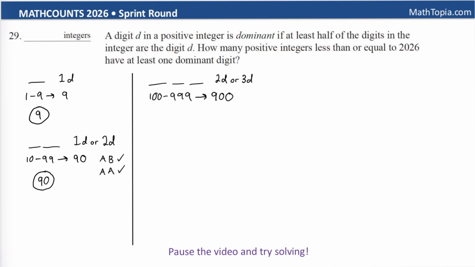And this number could come in the form of AAB, where A and B are different digits, or it could be any combination of AAB, so ABA or BAA. And then it could also have 3 of the same digits, so that would be in the form of AAA, where A is just the same digit. And these are all of our possibilities for a 3-digit dominant integer.